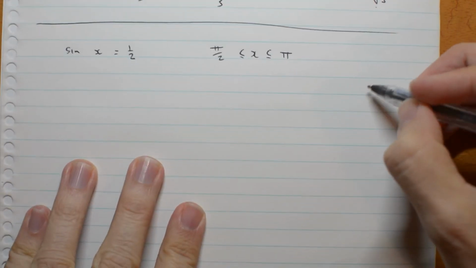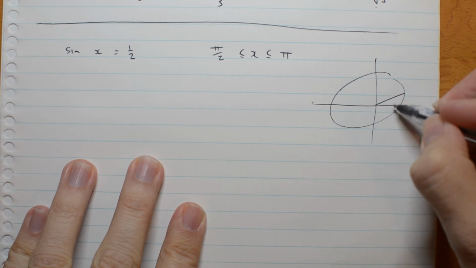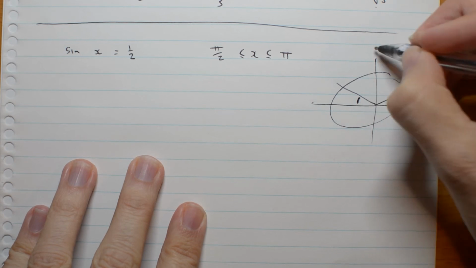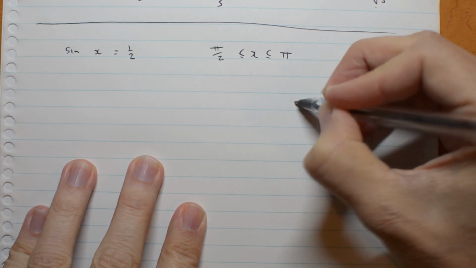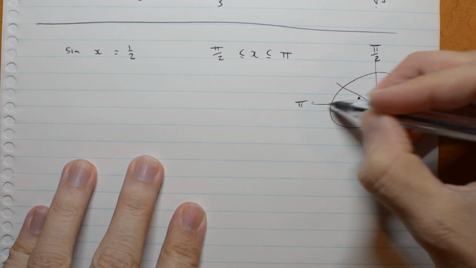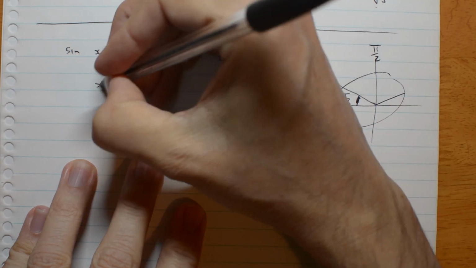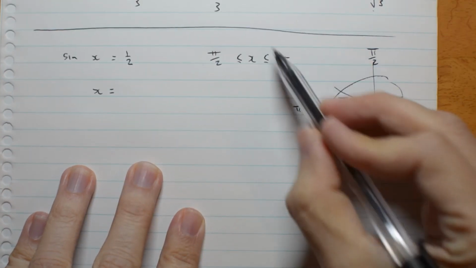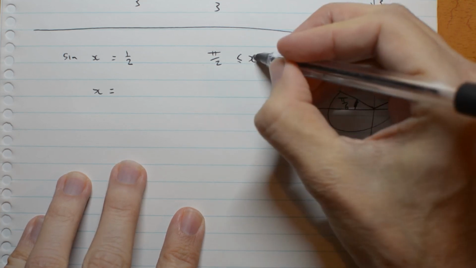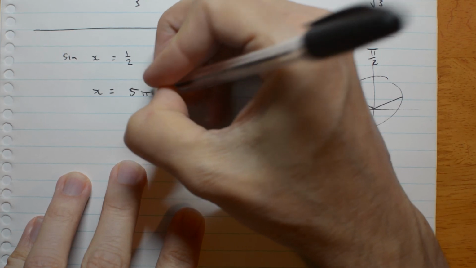So normally I'd be saying pi on 6, but I don't actually want this angle. I want this one in the second quadrant between pi on 2 and pi. So this is pi minus pi on 6. So the only possible option in this domain, only possible option for x, is that it has to be pi minus pi on 6, which is 5 pi on 6.